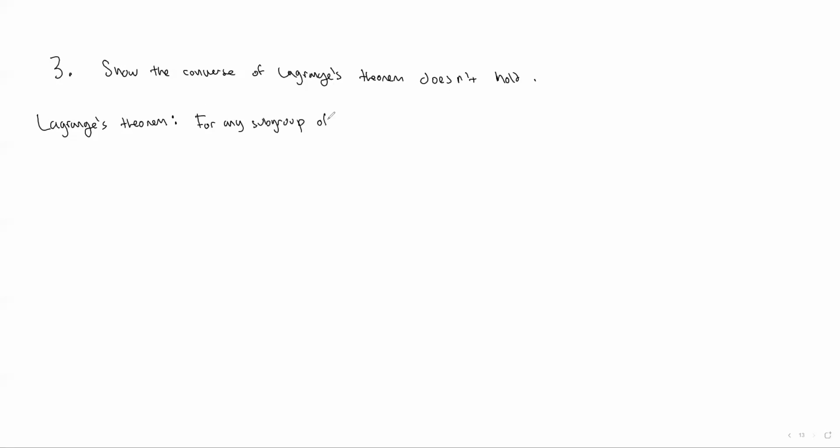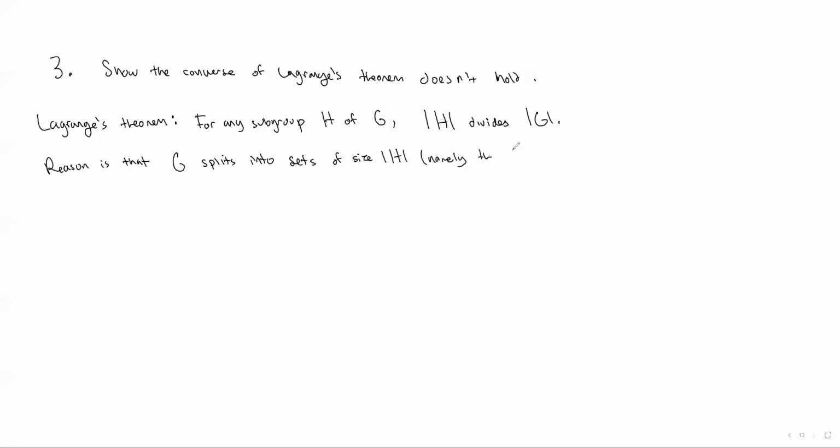H of G, the number of elements in H divides the number of elements of G. And the reason is that G splits into sets of size H, namely the left or right cosets of H. So it has to divide the number of elements of G, right?